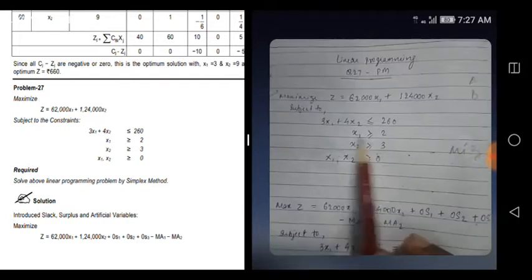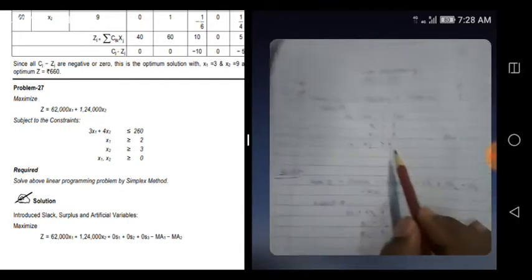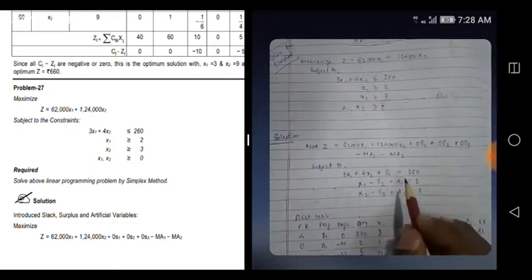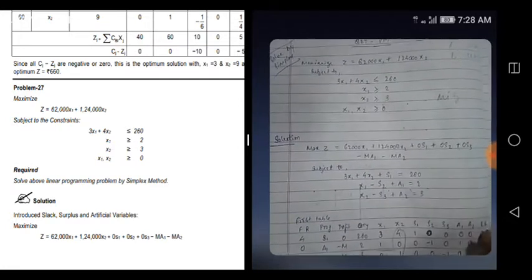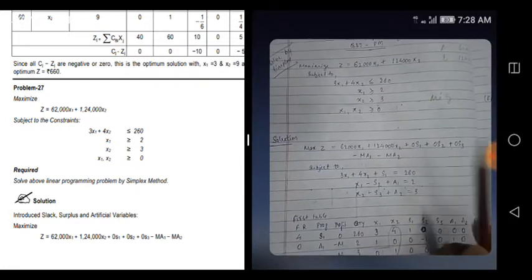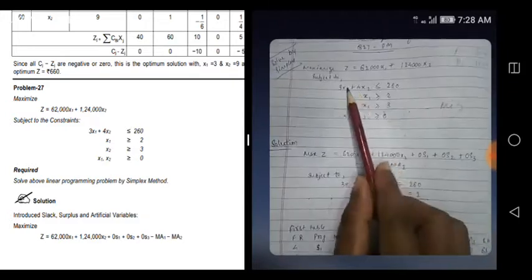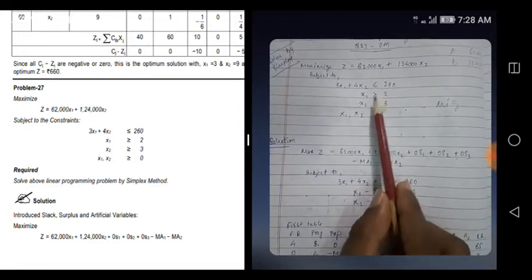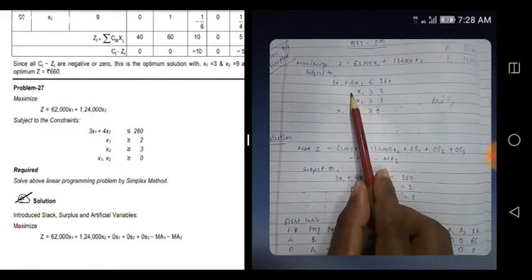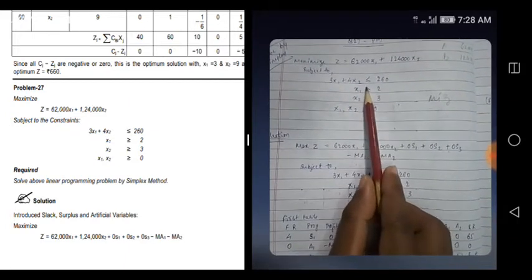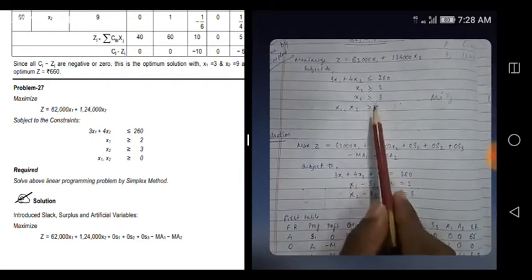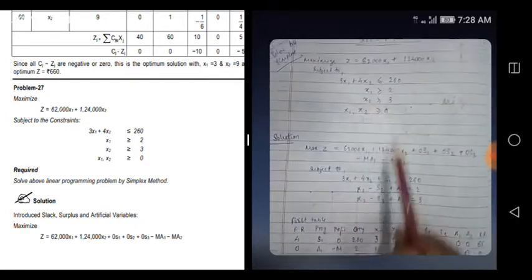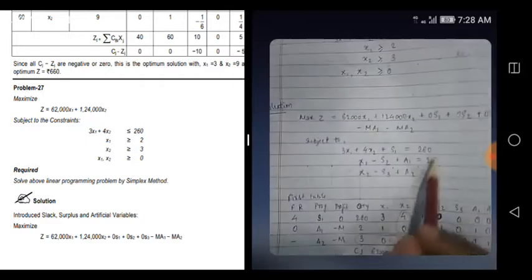That's it, so you understood the question now. The first step in any linear programming problem is the inequality: we have to convert the inequalities into equalities. Inequality means the LHS is less than the RHS, that's why it is less than or equal to, and here the LHS is greater than the RHS, that's why it is greater than or equal to 2. So we first have to break this inequality and make both sides equal.